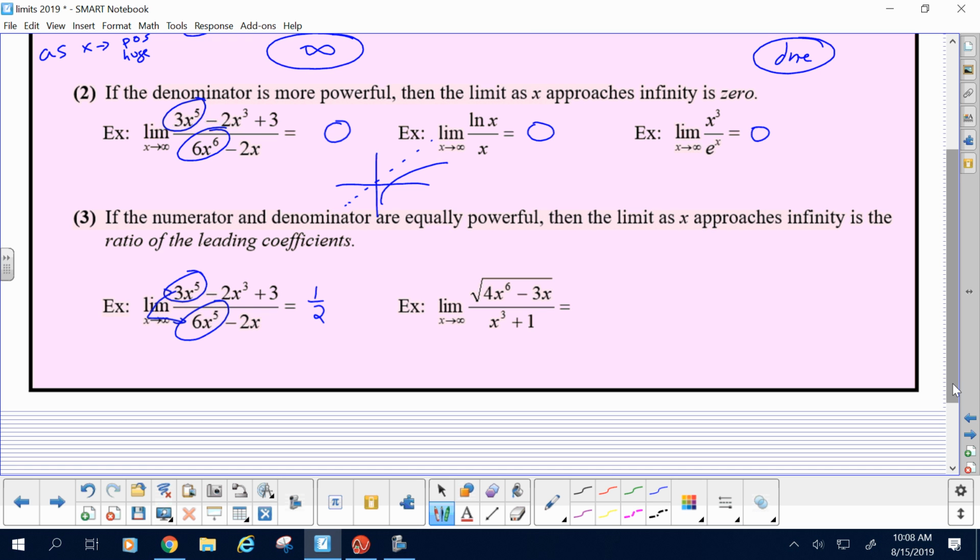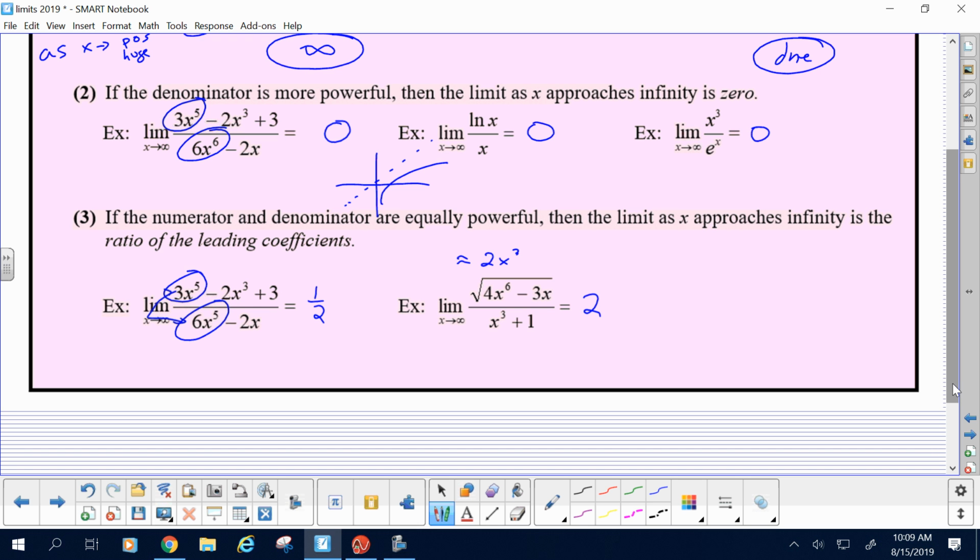Sometimes you're asked to do a little more thinking. If I ignore the change here, what does that roughly simplify to? The square root of 4x to the 6th. 2x to the 3rd. This is roughly 2x to the 3rd there, yeah? So as x gets infinitely large, I'm looking like 2x to the 3rd and change over x to the 3rd and change. What does that approach? 2.